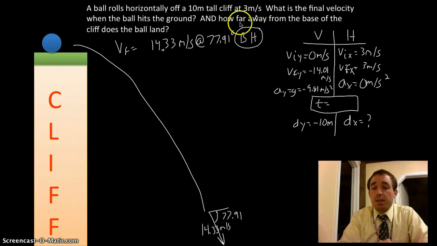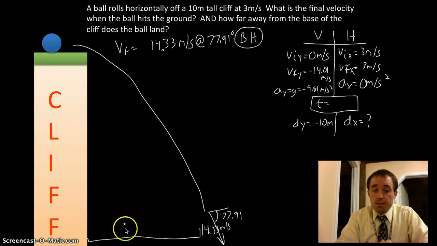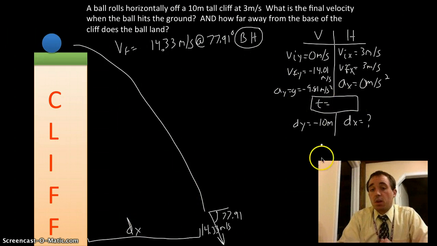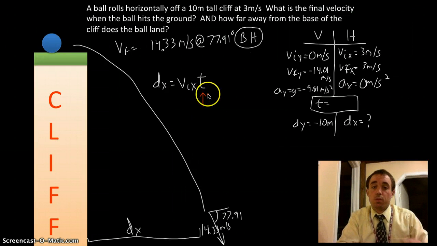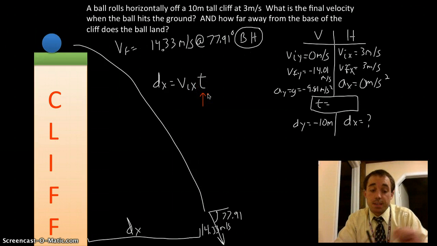All right. Last piece we need to figure out is how far away from the base of the cliff the ball lands. So that would be our dx we're trying to find. In order to find that, the only way to do this is to use the fact that horizontal distance, since there's no acceleration, is horizontal speed, VIX, times t. But, dun dun dun, we don't know t. So how do we find t?